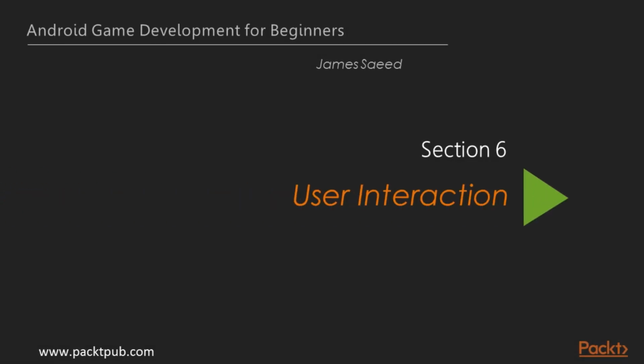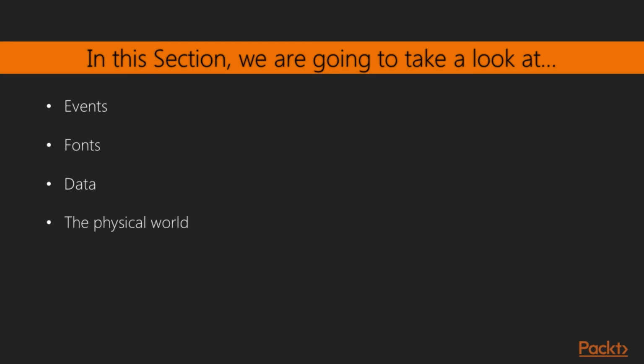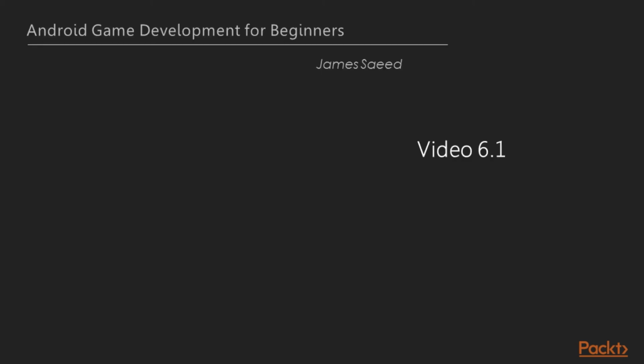Welcome to section User Interaction. In this section we're going to take a look at registering touch events, registering our own custom fonts and then rendering them, saving data using shared preferences, and interacting with the physical world using the vibration and accelerometer functions of Android in our Libgdx game.